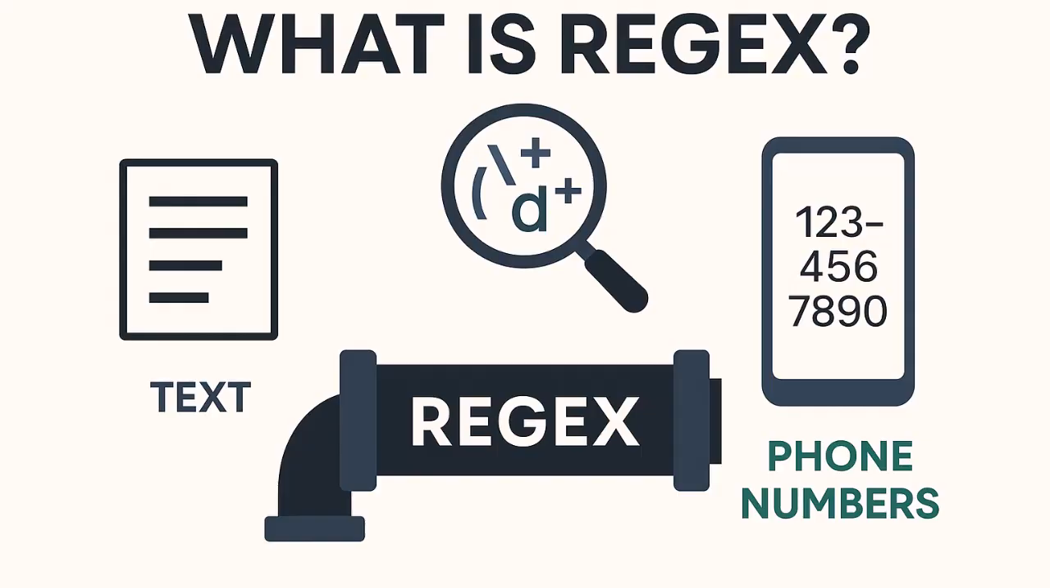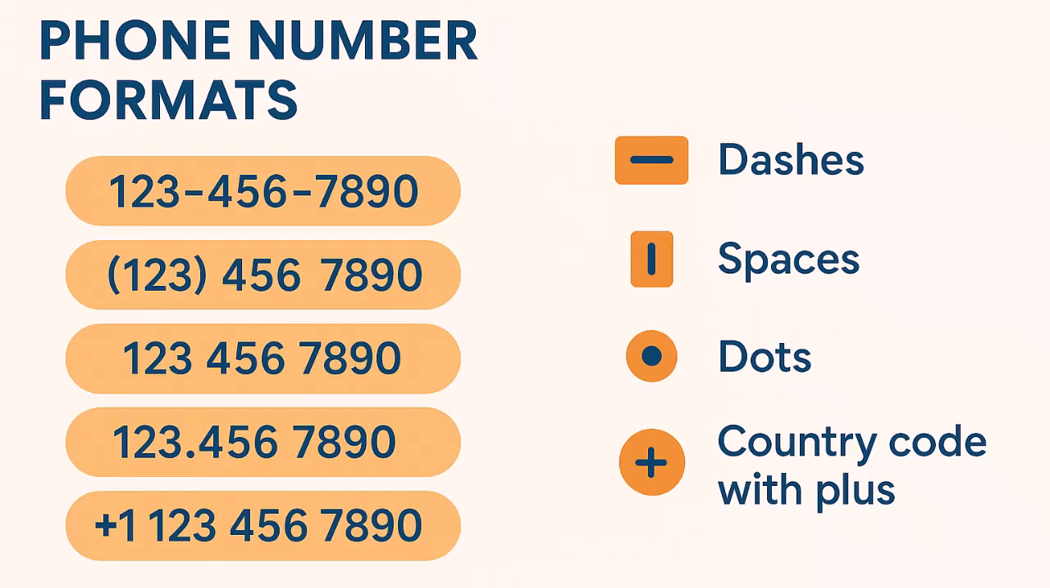Let's start by defining the problem. Imagine we have a bunch of phone numbers in a document or form. They might look like one of these. So right away, we notice these formats can have dashes, spaces, dots, an optional country code with a plus, and parentheses around the area code. Our regex should be flexible enough to match all of these.